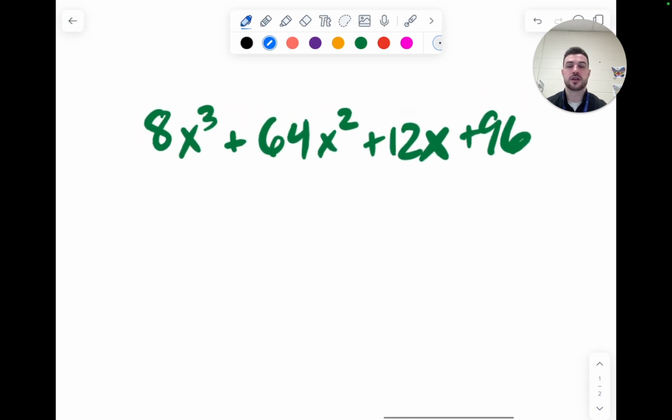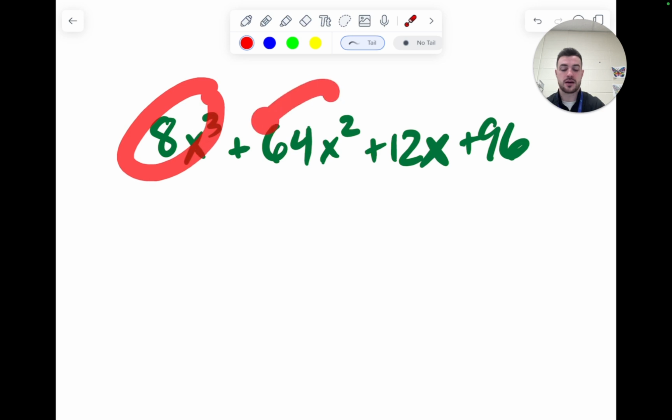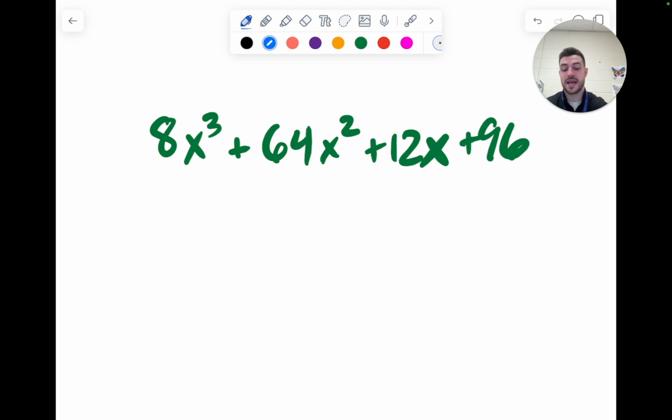All right, so here's our polynomial, 8x to the third power plus 64x squared plus 12x plus 96. So all of these numbers, these coefficients, are a little bit bigger this time. So we want to make sure that we see if we can divide out a GCF first. I need to think about, is there anything that multiplies into any of my 4 terms here? Well, my first thought would be 8, because I know 8 multiplies into 8, 64, and 96. But unfortunately, it doesn't multiply into 12.